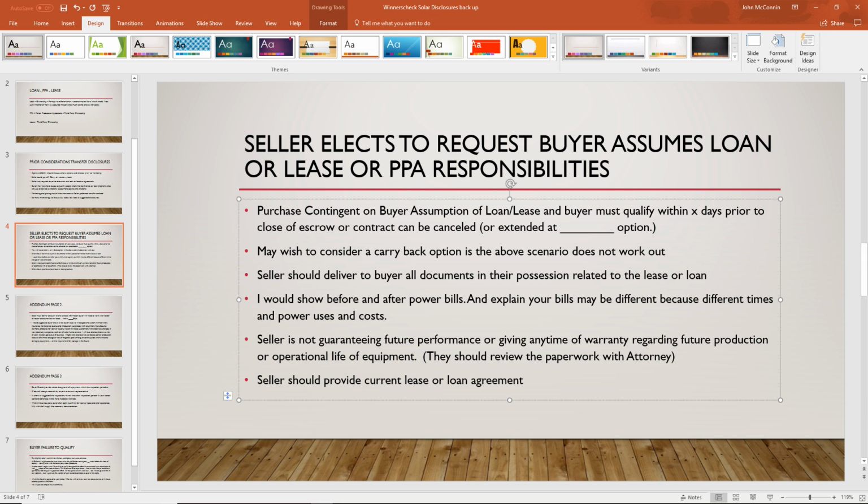So now, this is something you might want to build in: if the buyer cannot qualify, then the buyer will agree to carry back. Or, the buyer might not agree to that, but that's something to consider with the seller.